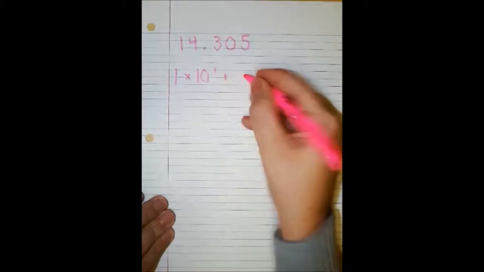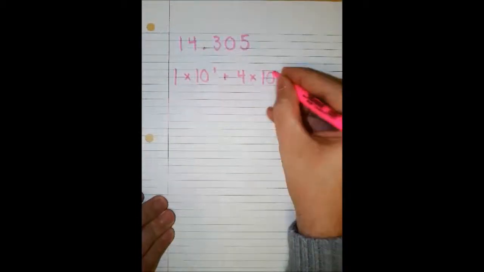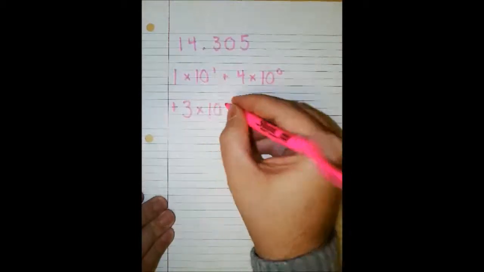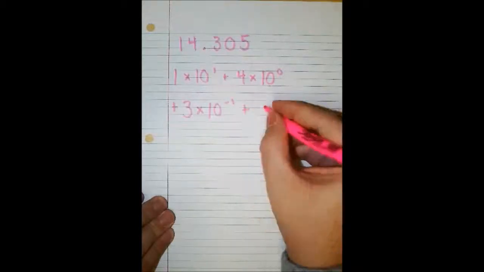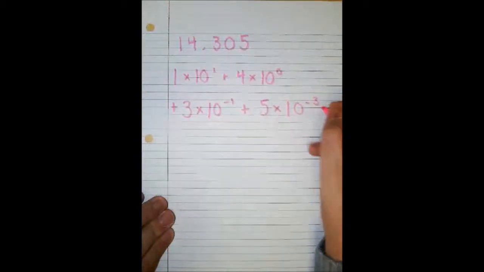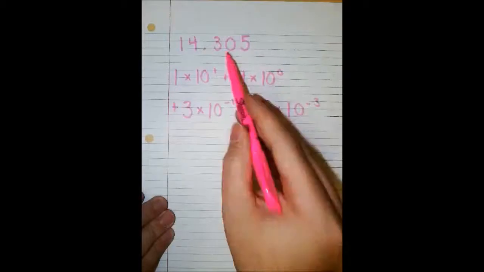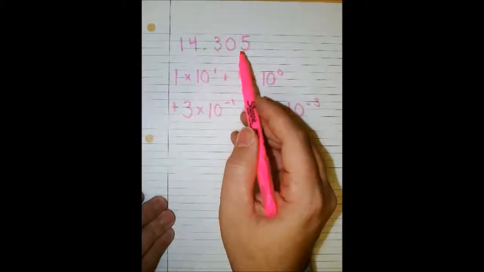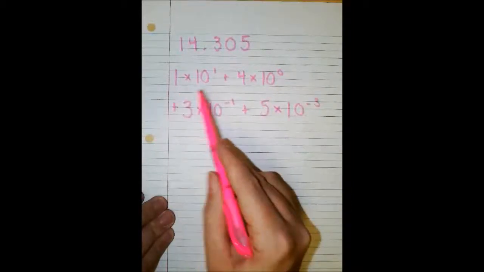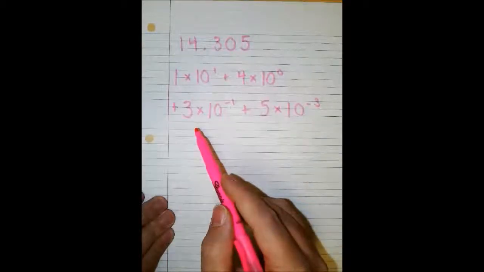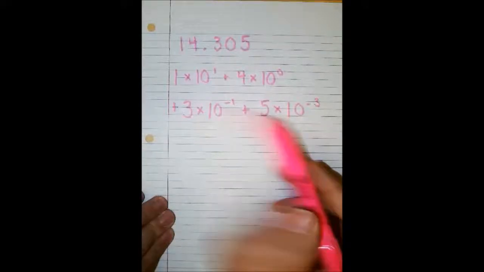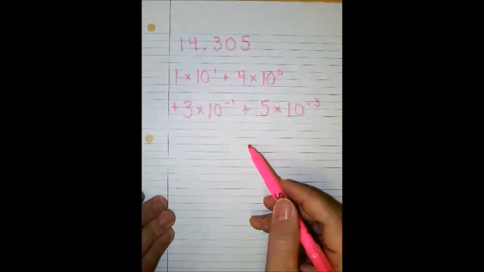first plus 4 times 10 to the 0 plus 3 times 10 to the negative 1 plus 5 times 10 to the negative 3. I, of course, don't have a negative 2 in here because that is this value here. This is 0 times 10 to the negative 2. And by convention, we can leave that out. So in expanded form, this is 10 plus 4 plus 3 tenths plus 5 thousandths. But it's important if you're asked to write it in expanded form, you write it like this, as opposed to any other way.